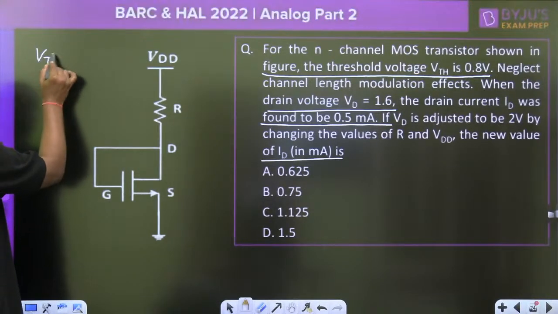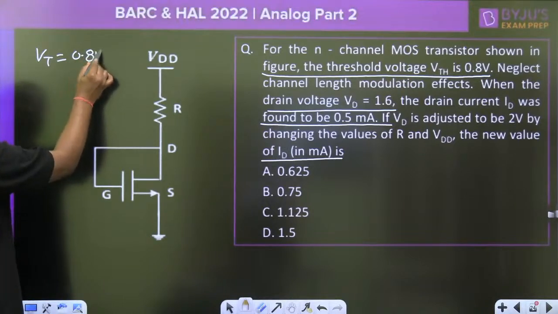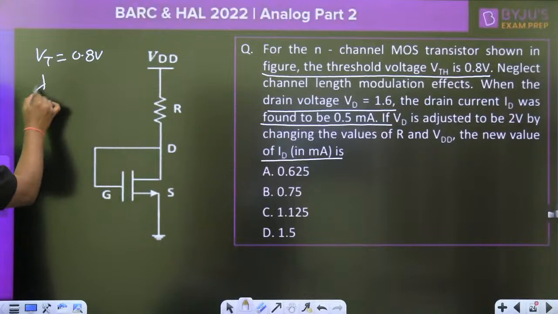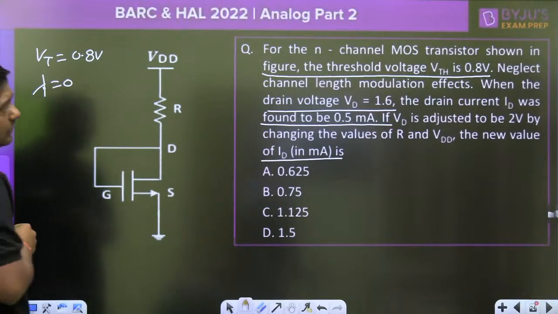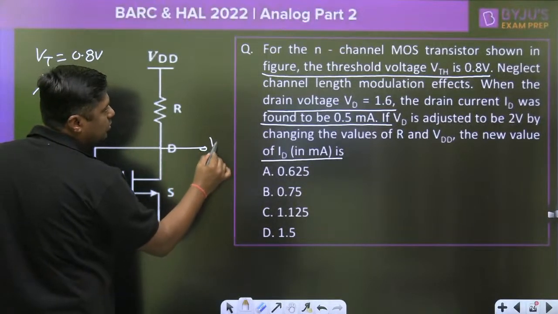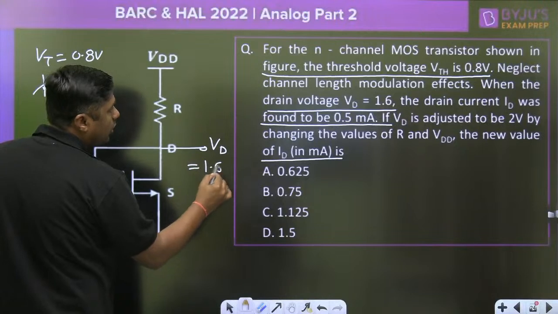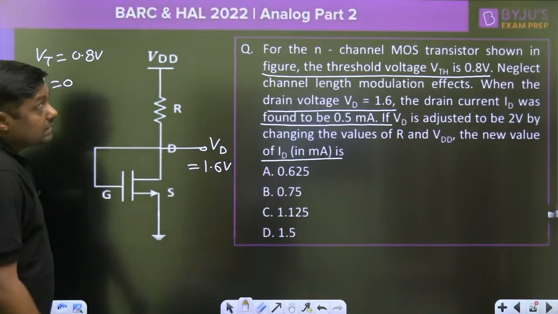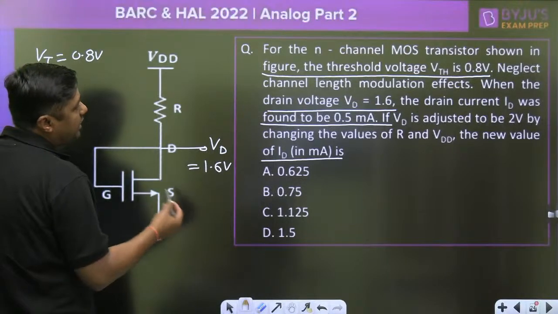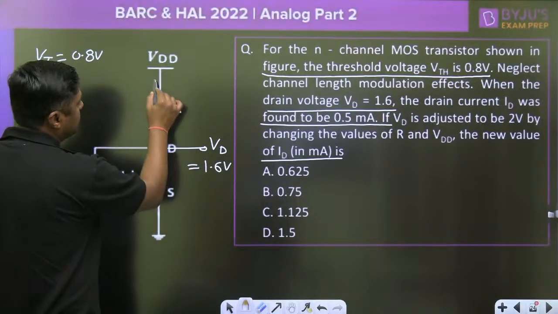Write this data here: 0.8 volt. Neglect the channel length modulation effect, which means lambda is equal to 0. This is called lambda, the channel length modulation parameter. When the drain voltage VD, always remember this is the VD with respect to ground, is 1.6 volt, the drain current ID was found to be 0.5 milliampere.